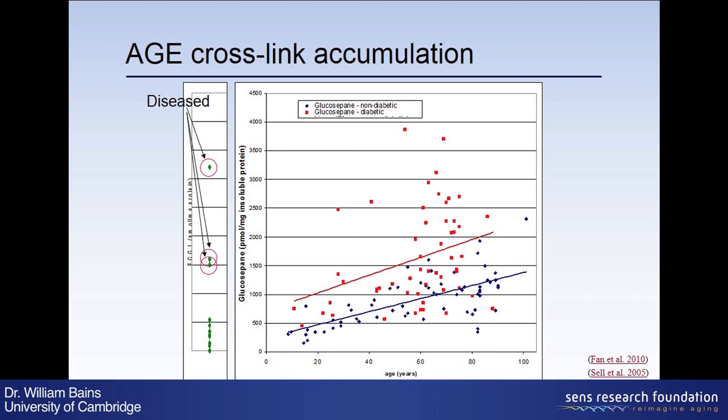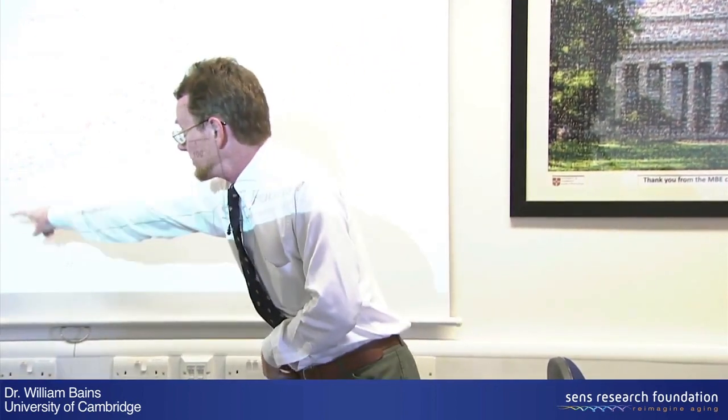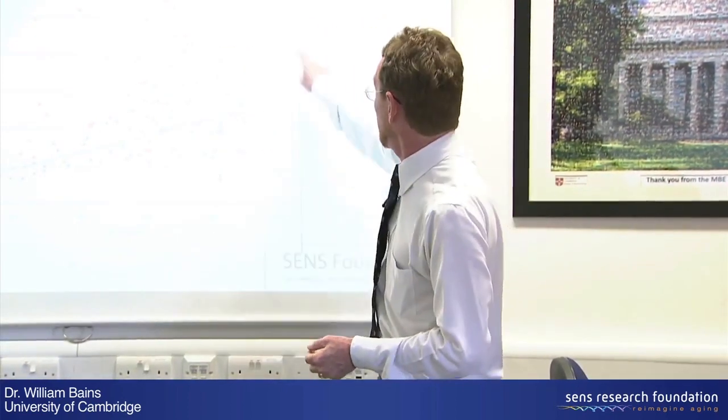This is a slightly more complicated looking picture, but it's exactly the same thing. This is looking at glucosepane, the crosslink, the one we're really interested in from cross-linking diseases. The blue guys here are in healthy people, and although they're scattered all over the place, the trend is clear that it increases with age. From age about 10 here in these studies up to this guy, I think, is 101.